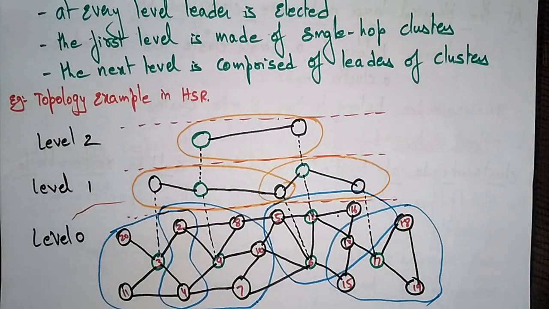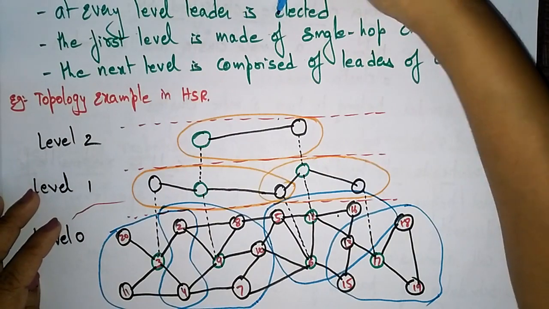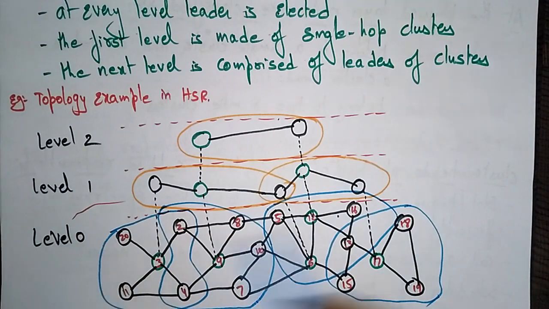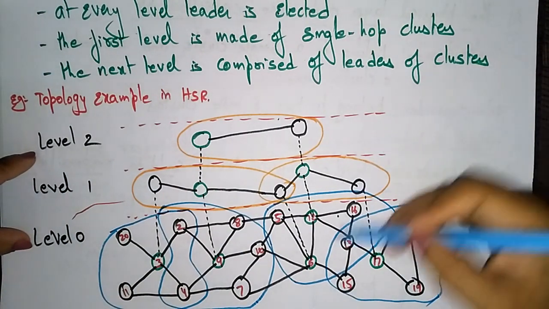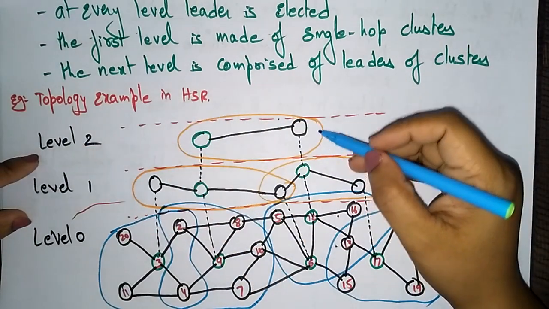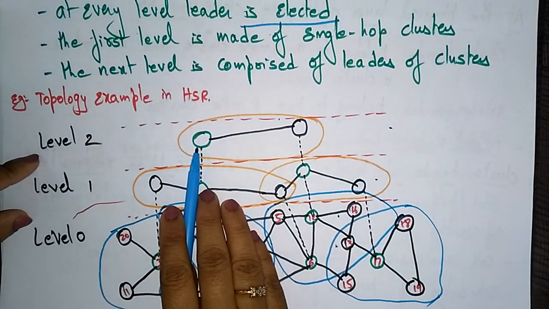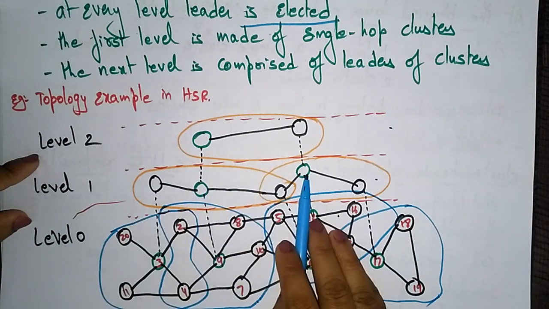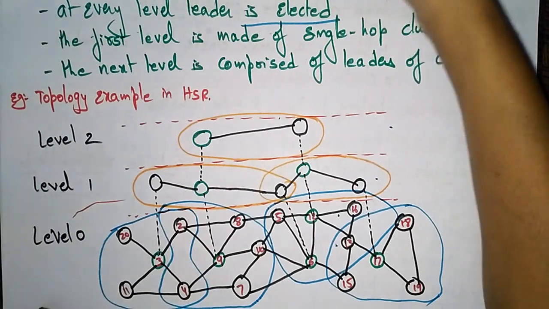What are the different levels of the clusters? At every level, a leader is elected. Here you can see the topology of the hierarchical state routing protocol that I have drawn. The levels are level 0, level 1 and level 2. At each and every level, a leader will be elected. Did you observe here? In this level, the green round circle node is the leader, and here a leader will be there, and here the leaders are there. So at every level, a leader is elected.